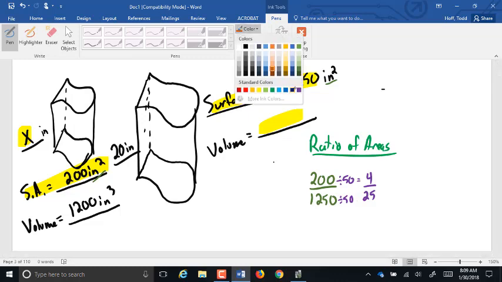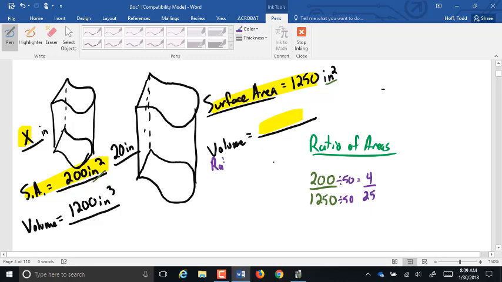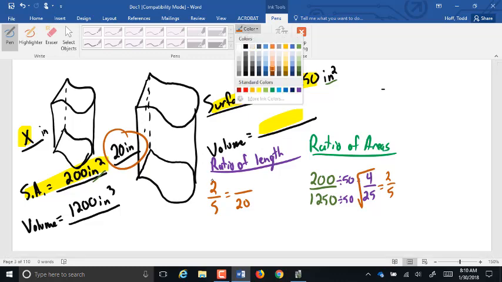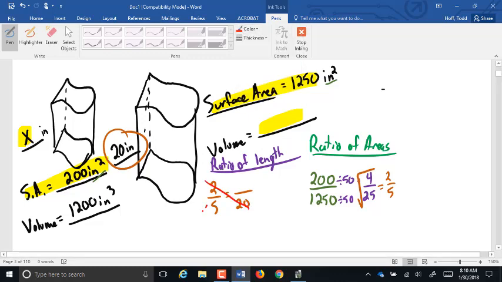If I want to go backwards to the ratio of length, how do I get there from the ratio of areas? Square root. Very good. What's the square root of 4? 2. What's the square root of 25? 5. So my ratio of lengths is 2 to 5. So I have the 20 inches. I will cross multiply and divide to get that this is 8. So 8 inches is that length.